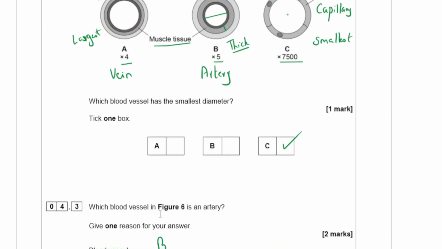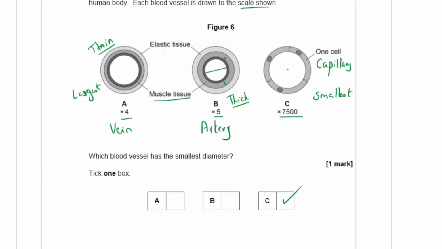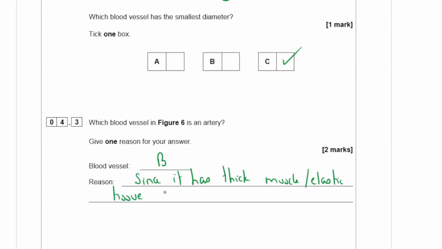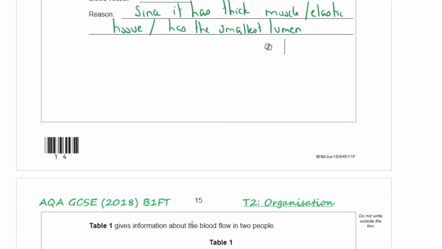Now you could also say that this hole, which is called the lumen, is a specific word to describe this hole, right? But now this is actually multiplied by 5 times, right? So this is actually the smallest. So you could say it has the smallest lumen as well. But I would simply stick with describing that it has a thick muscle or elastic tissue.